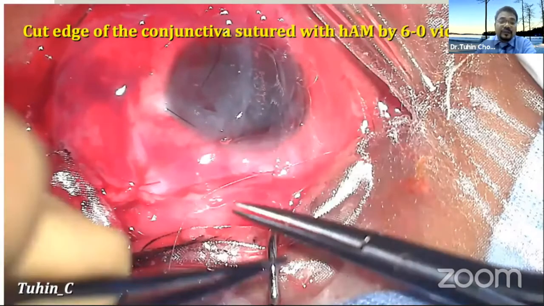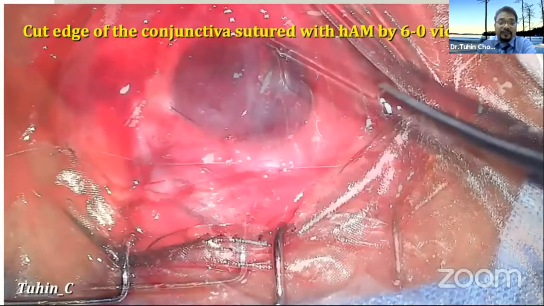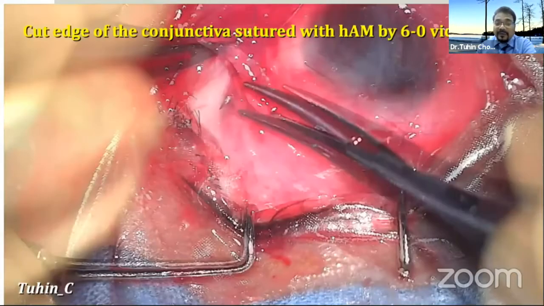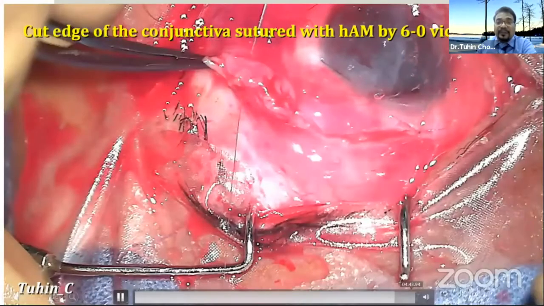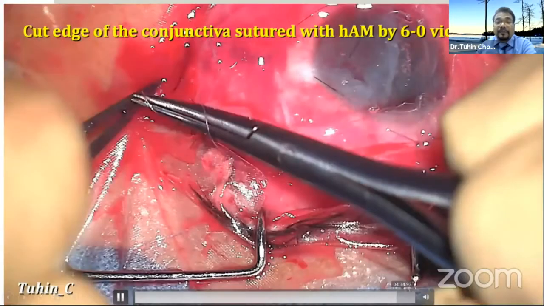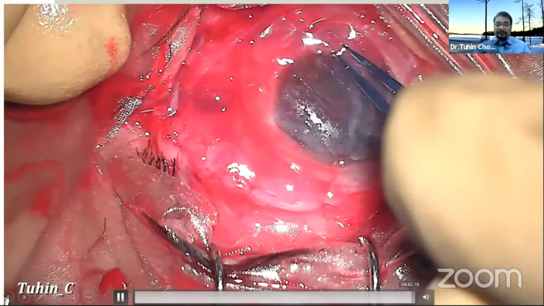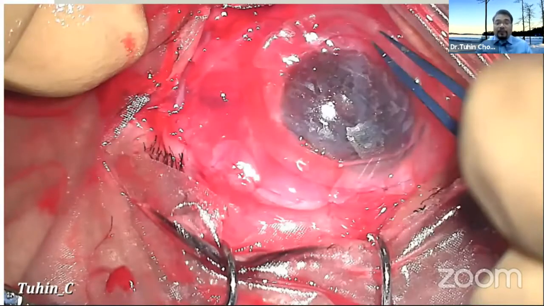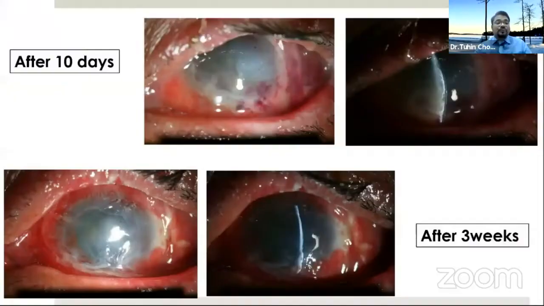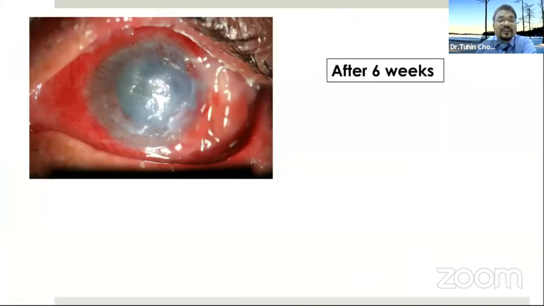And then the conjunctiva is sutured with the double layer of amniotic membrane by 6-0 Vicryl, and then a bandage contact lens is put. So after 10 days, this is the picture, and after 3 weeks we can see this amniotic membrane is getting disintegrated. Then after 6 weeks, the patient developed this persistent epithelial defect.